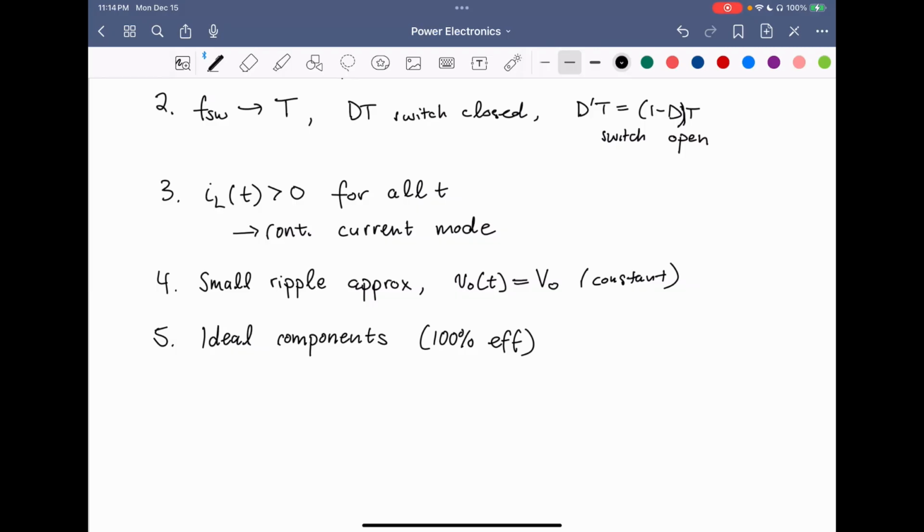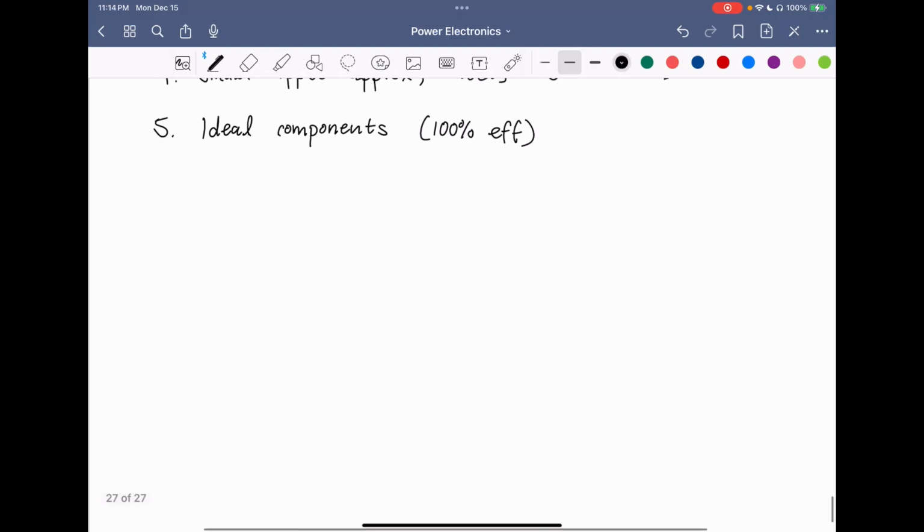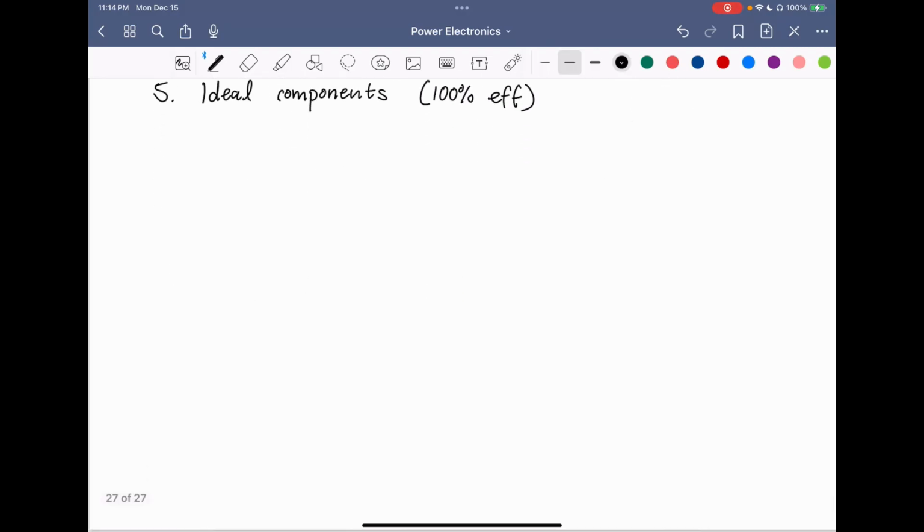So we're going to start to analyze this circuit now. To do so, we're going to draw the circuit for the DT interval and the D'T interval, and we're going to examine the inductor voltage. The goal is we want to find the average inductor voltage and set that equal to 0, and then we can solve for the conversion ratio. So let's start by examining the circuit for the DT interval in which the switch is closed.